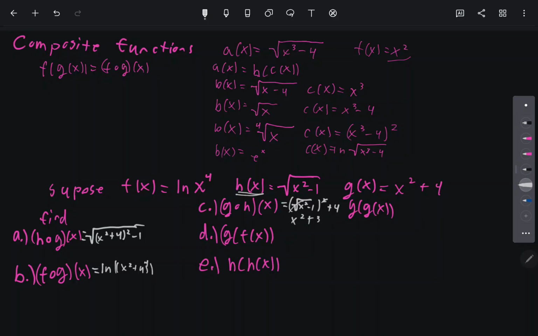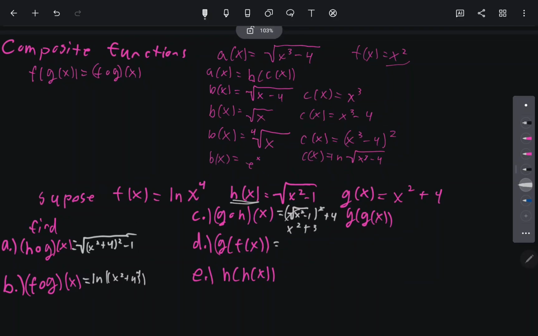Now, I've switched back to our original notation that I used, like g of f of x. And that would be the natural logarithm squared of x to the 4th, plus 4. Very strange looking, isn't that? But it is technically proper math notation.